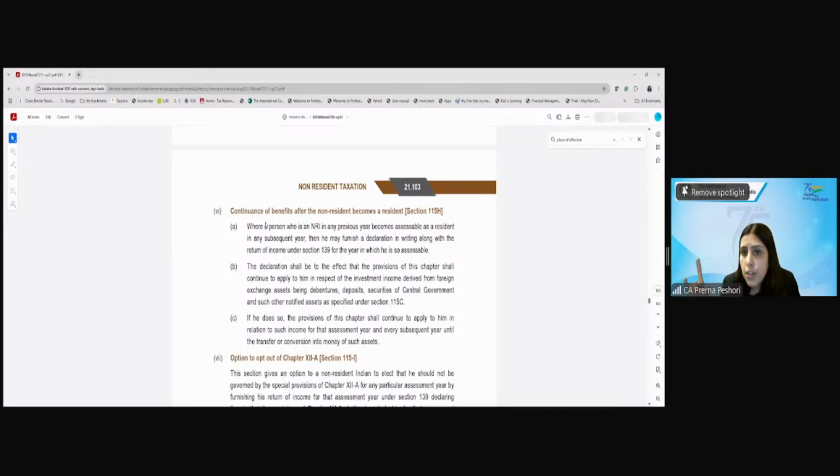Fine. Now, even if you become a resident, you can furnish a declaration that you want to continue to be governed by this particular chapter, and this chapter will be applicable to you. This tax rate will be applicable to you for all the years until you sell those assets which you have purchased using foreign exchange. If you want to opt out, you can opt out of this particular chapter itself, even as a non-resident. You can select under the return of income that you do not want this chapter to be applicable to you. It will not be applicable to you.